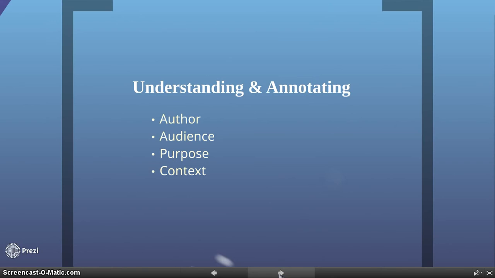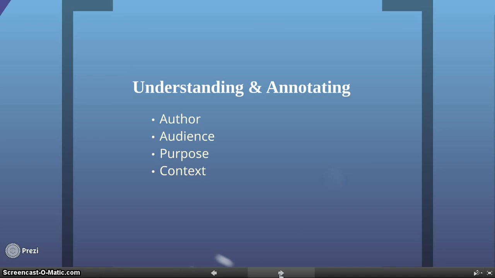Okay, and as part of this understanding and annotating, a few of the things that we need to really start thinking about are things like the author. Who is the intended audience? What's the purpose of the author's writing? What kind of context is the author writing in? These things will start to help you understand what the point is.